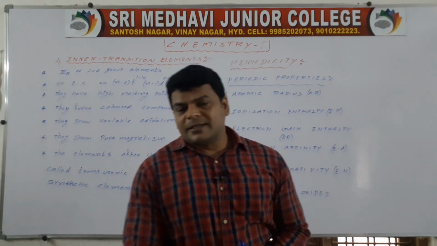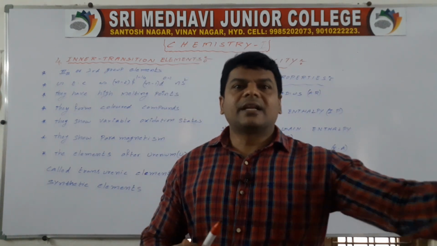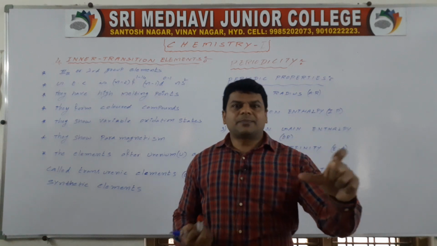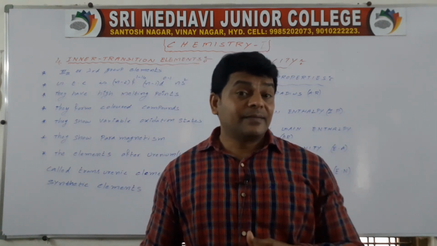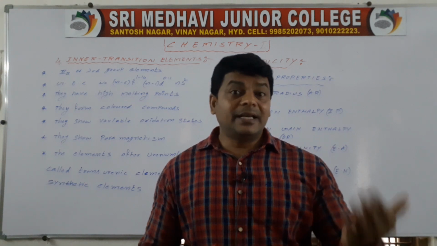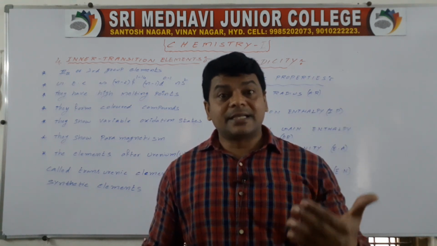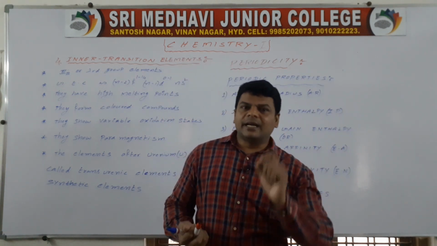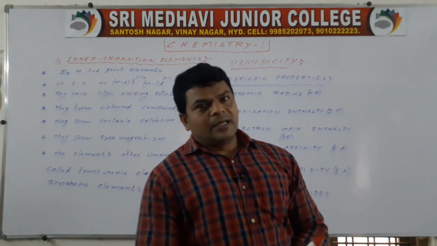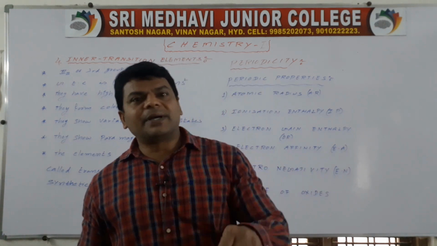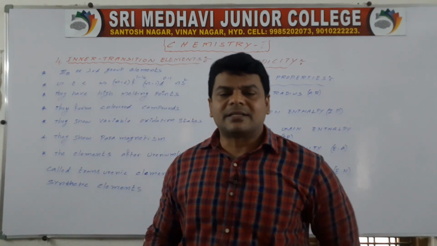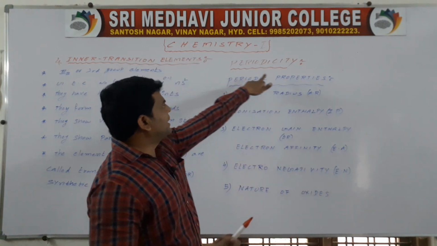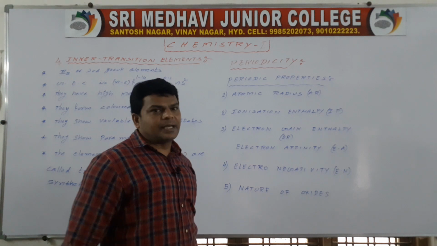For example, the first period has only 2 elements, the next period has 8 elements, the next 8, then 18, then 18, then 32, and so on. That repetition is at regular intervals, one period after another. This type of phenomenon is called periodicity, and the properties are called periodic properties.